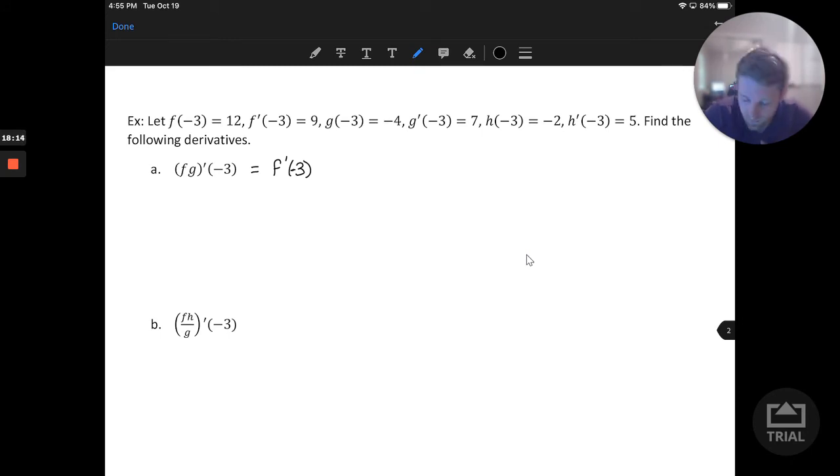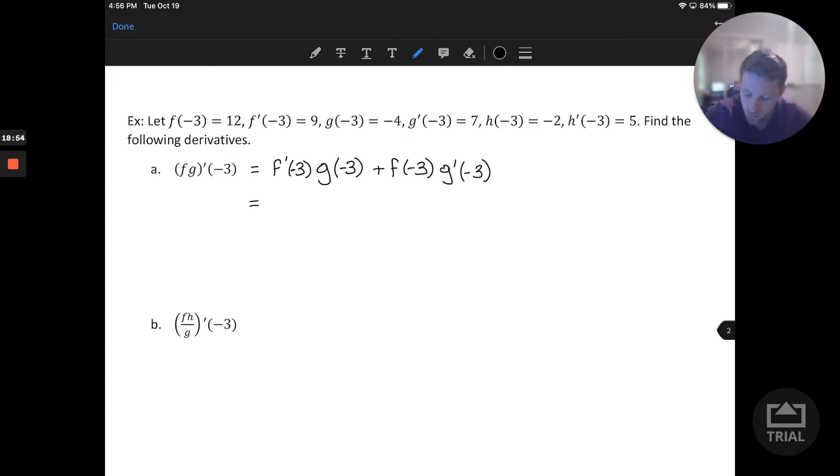Times the second function, we would just call g at the point -3, plus f of -3 times the derivative of the second function at that point. So we're still taking our derivative rules with the product rule, but now we're just evaluating a point in that order. So f prime g plus f g prime. And now we're just evaluating at -3 for each of those derivatives and functional values. So let's go ahead and find those. We do have them listed out here.